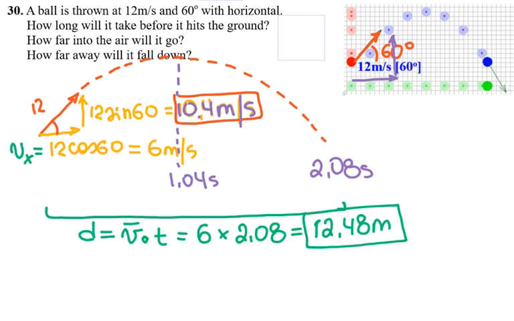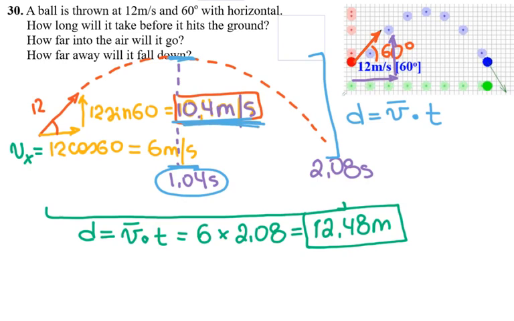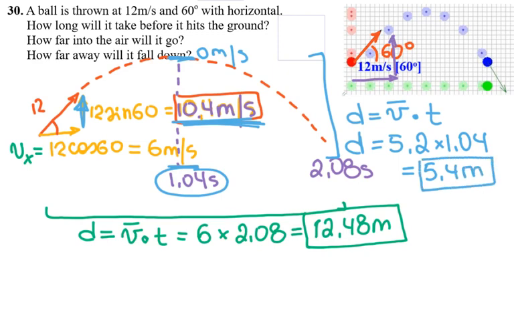And then I want to know how high into the air it will go. So I want to find out this distance. And this distance, the height, again, is average velocity times the time. The time it takes to go to the top is 1.04 seconds. And the average velocity between the top and the bottom, this is my initial vertical velocity, right? And the final vertical velocity is 0 meters per second. So the average velocity is 5.2 meters per second times 1.04 seconds, and that will give me 5.4 meters. So it will rise 5.4 meters and it will land 12.48 meters away.